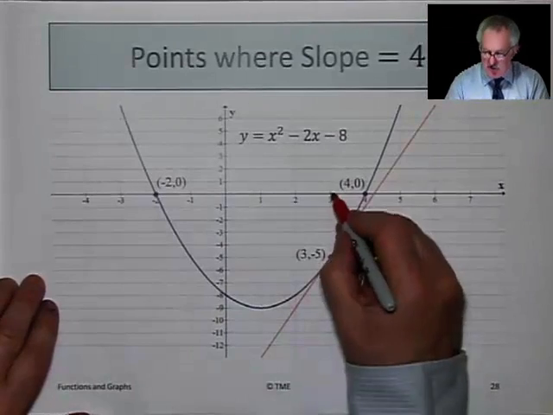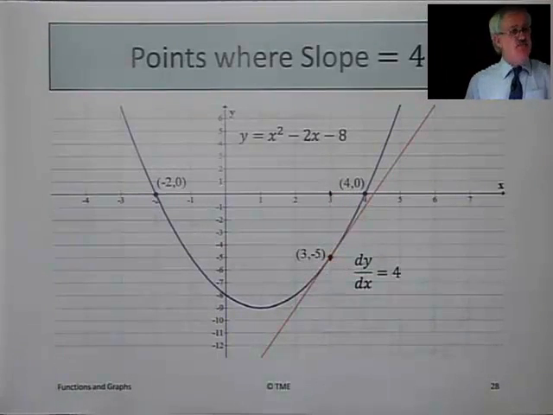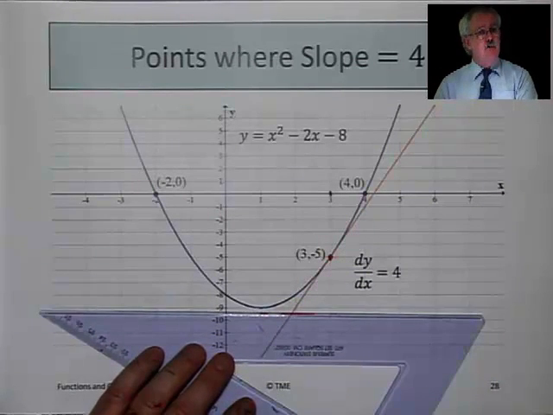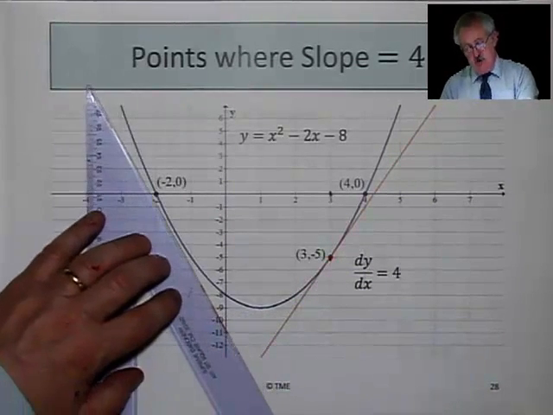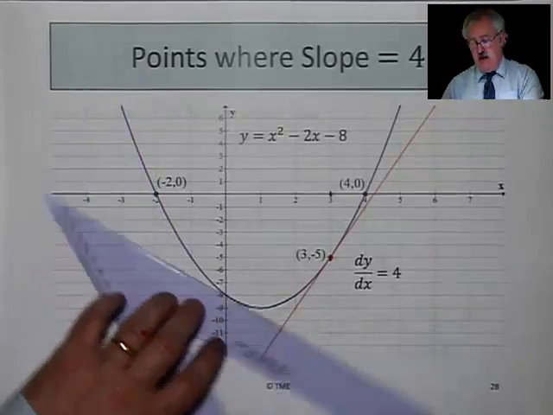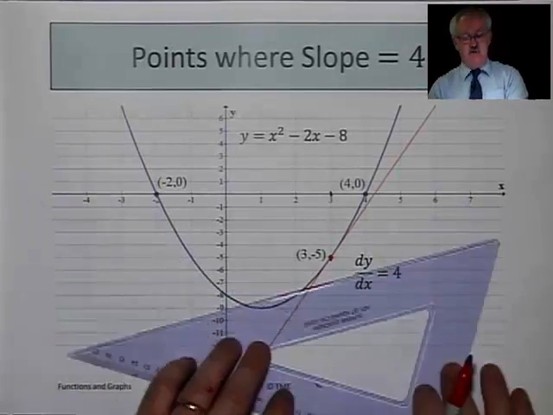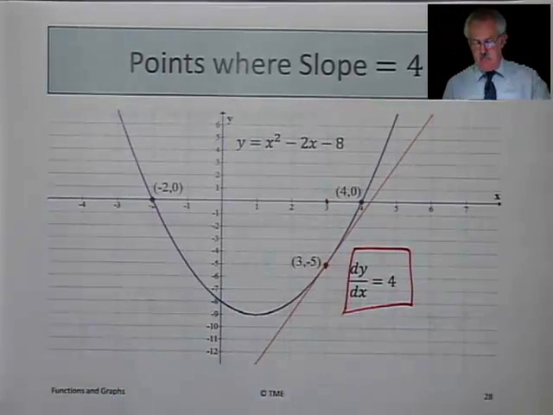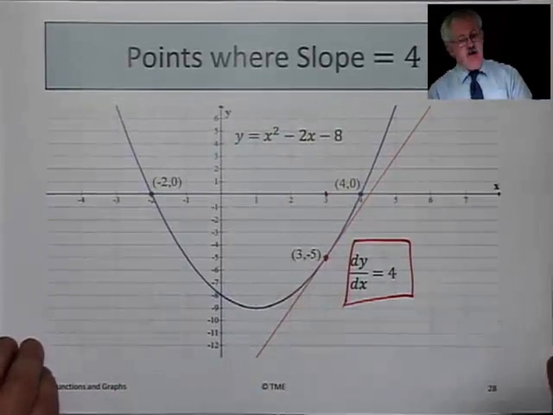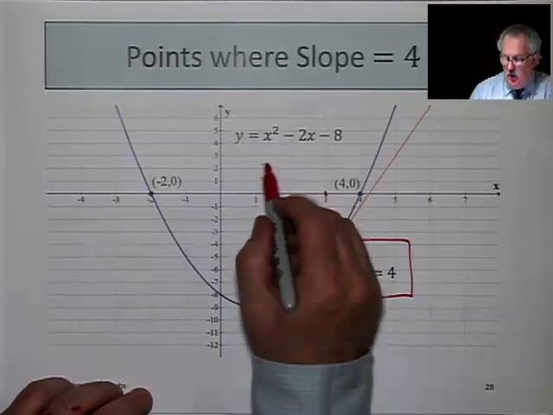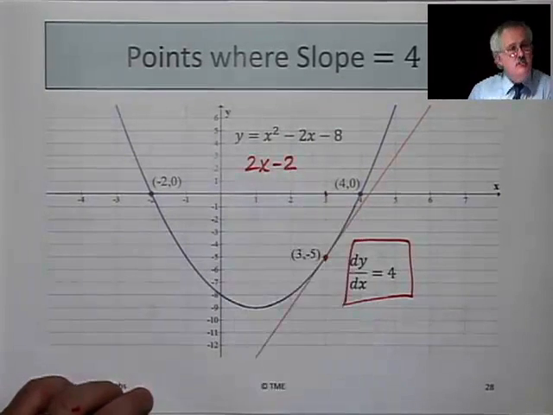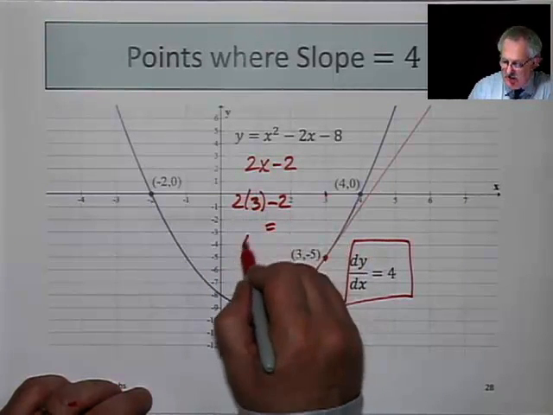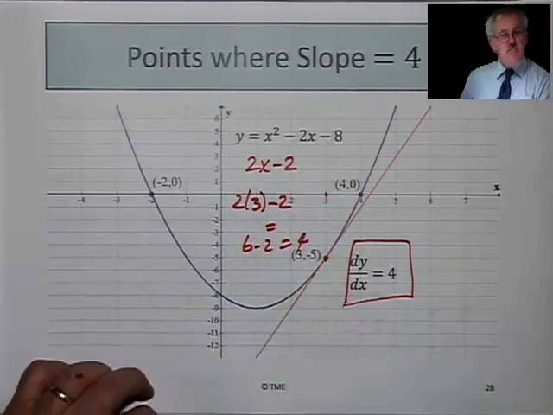So now I found the point at which the slope is 4. Just as before I found the point where the slope was 0. I could have found the point where the slope was minus 1 or minus 15 or anything just by plugging in the numbers. So dy/dx is 4 at that point. Why? Because dy/dx is 2x minus 2. x is 3. 2 times 3 minus 2. 6 minus 2 is 4.